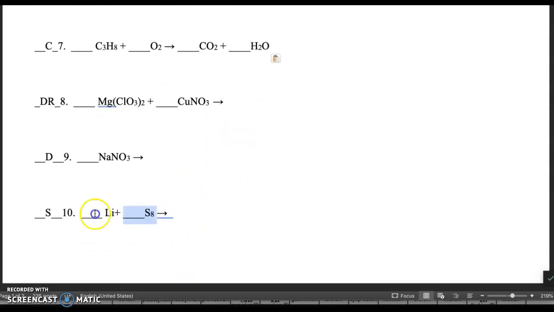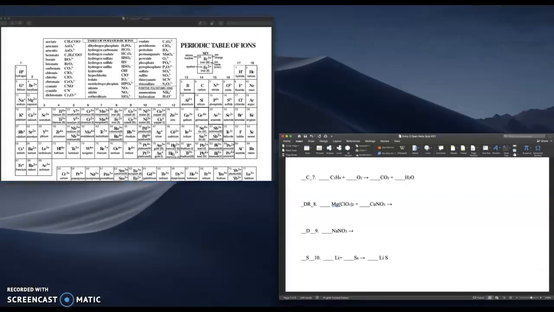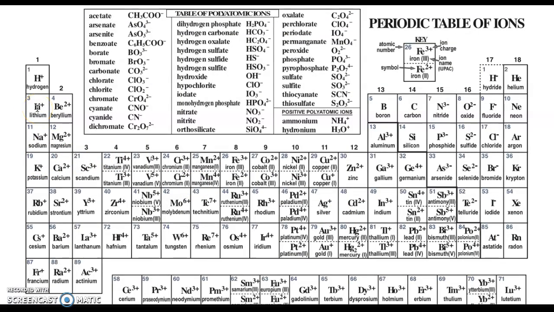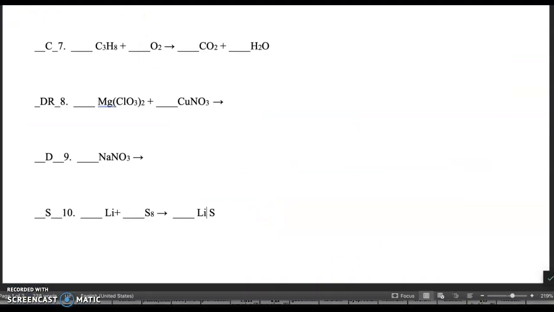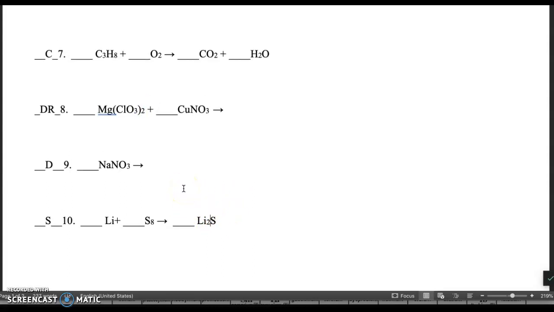Next I'm going to do synthesis. So in synthesis what I have to do is figure out my charges of these elements and then put them together. So Li and S. Well, the good news is based off of my periodic table, I know that Li is a 1. That 1 will go to the S, and the S is a 2, which will go to the Li. So we get Li, and then writing subscripts here, always a pain. The 2 from the S is going to end up down here on Li. The 1 goes down there. Okay, come back and balance later.